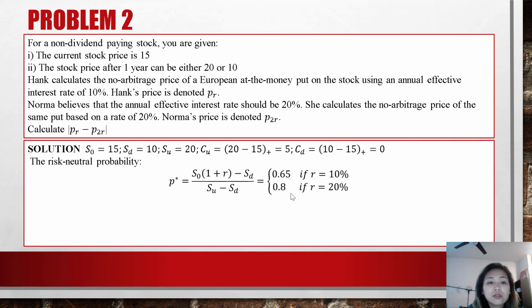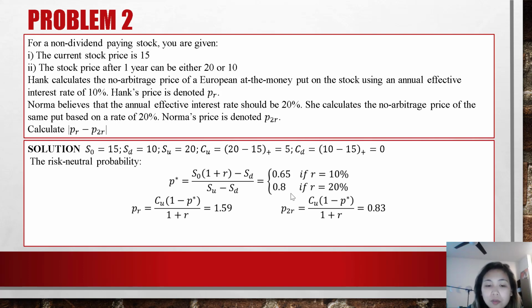Alright, and here we calculate the risk neutral probability. We got P star is equal to (S0 times (1 plus R) minus SD) over (SU minus SD). This is from the formula, and this is equal to either 0.65 or 0.8 depending on the risk-free interest rate, whether it's 10% or 20%. We got P_R here is CU times (1 minus P star) over (1 plus R), which is 1.59, and P_2R is CU times (1 minus P star) over (1 plus R) in case R is 20%, and it is 0.83. So P_R subtract P_2R, where the absolute value should be 0.76, and that's the answer.